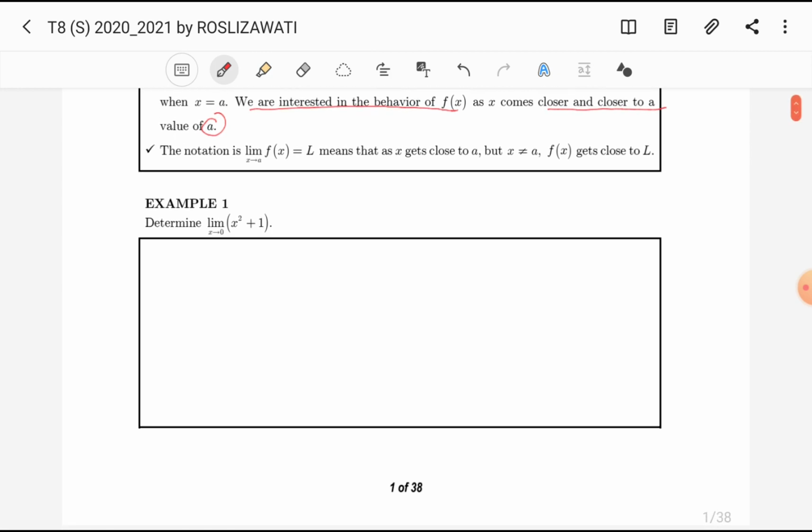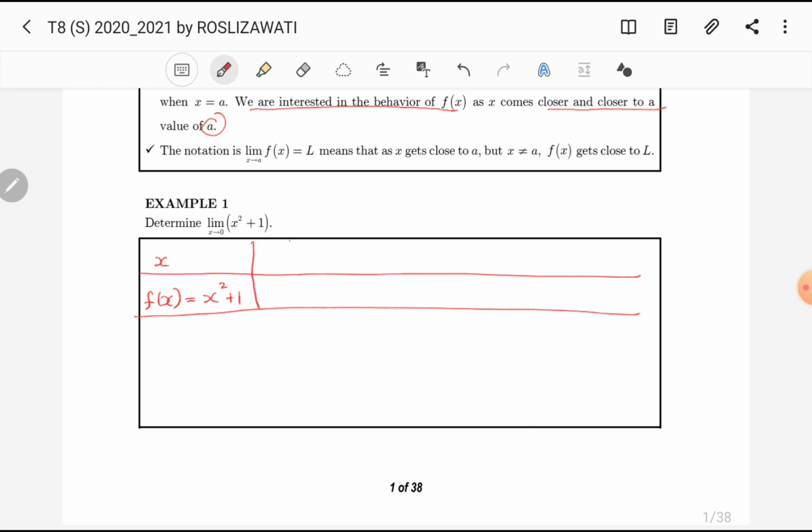Okay, so we go to example number 1. Determine the limit of x squared plus 1 as x approaches 0. For this one, we will try to look at the changes of the function using a table first. So let's say I have x and this is our f(x), which is x squared plus 1. We construct a table.